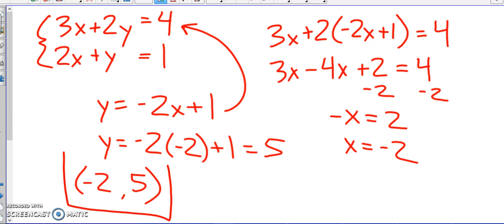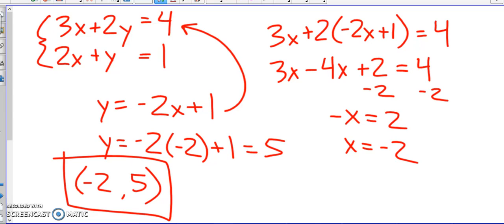Just be careful when you're writing down your ordered pair that you actually write it down in the correct order. X comma y. This should sound very familiar.